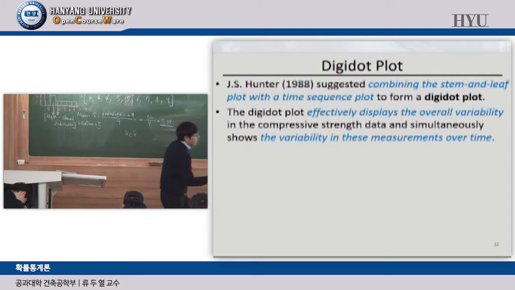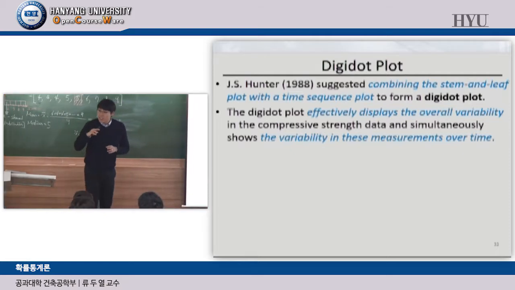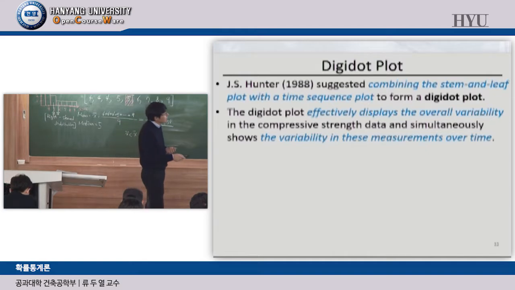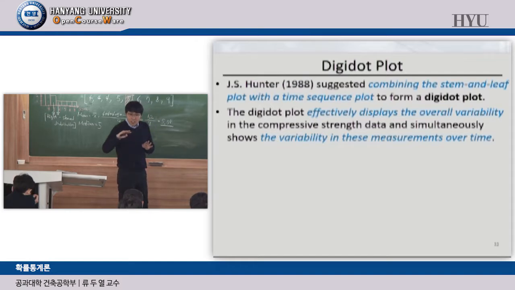In the case of the stem and leaf diagram, we can easily see the distribution of the data points. Do you remember that, right? The purpose of using the stem and leaf diagram is to see the distribution of the data points according to the variable. And the purpose of using the time sequence plot is to see the change of the data according to the time. Sometimes we need both pieces of information, right? In that case, we can effectively use this digidot plot, okay?